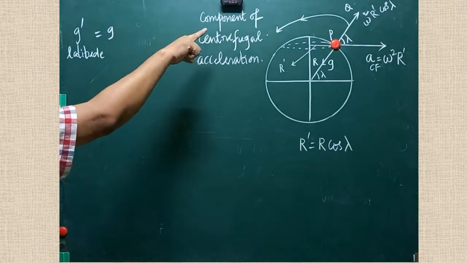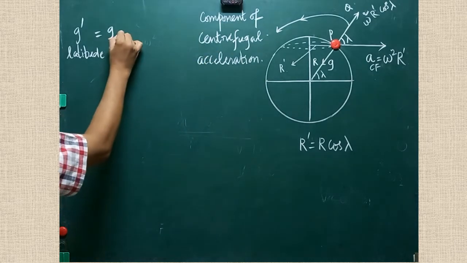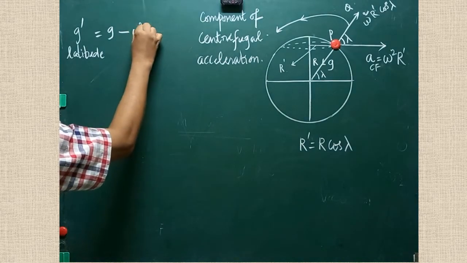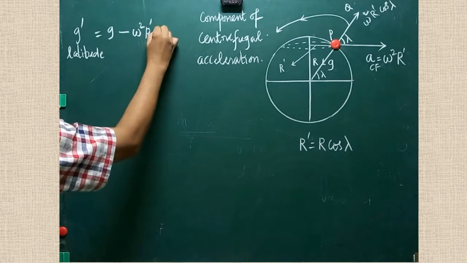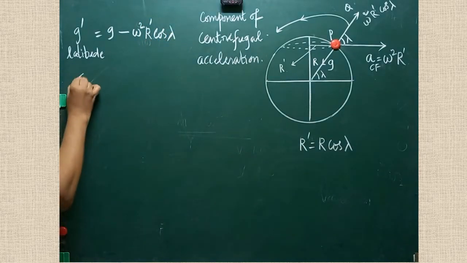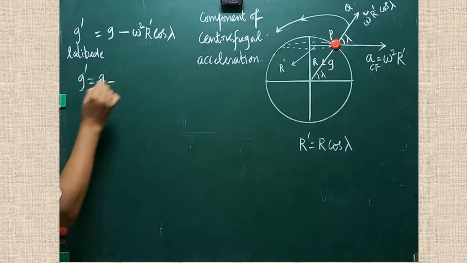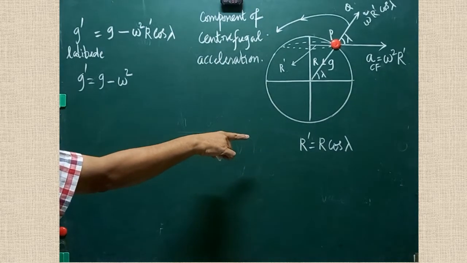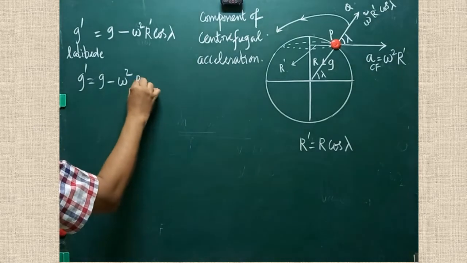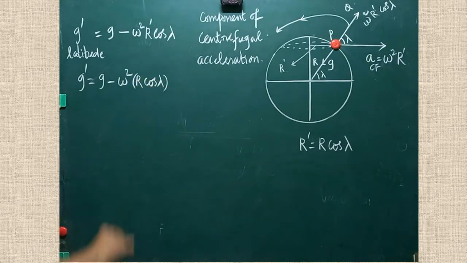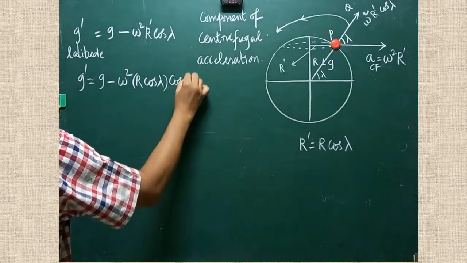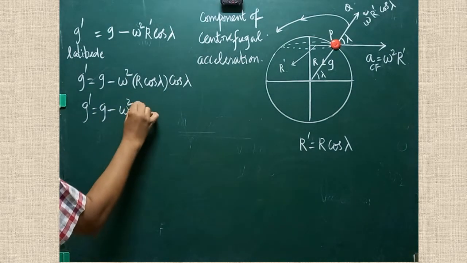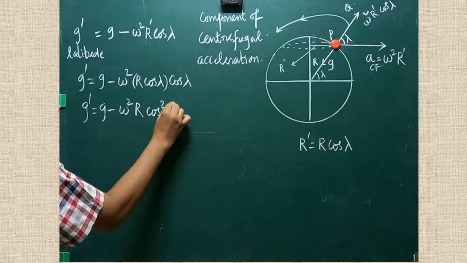g dash can be calculated from g, which is acting in this direction. Opposite to that, the component of centrifugal acceleration is acting, so g minus. Since it is acting in the opposite direction, it can be written as omega square r dash cos lambda. The next step: g dash is equal to g minus omega square r dash cos lambda. Instead of r dash, we have already derived the expression: r dash is r cos lambda, and one more cos lambda is there outside. Therefore, g dash is equal to g minus omega square r cos square lambda.